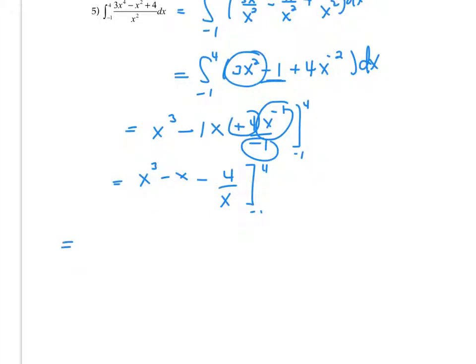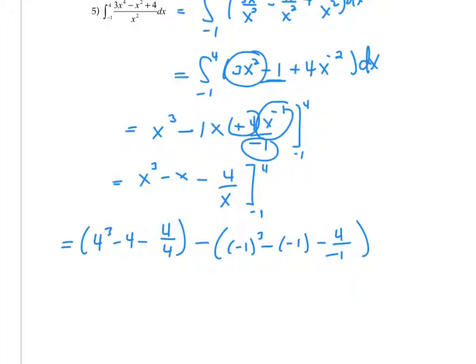Start with a 4 on top first. So we're going to do 4 to the third, minus 4 over 4. We're going to subtract from that what we get when we plug in this negative 1. So just be careful. It's negative 1 to the third minus a negative 1 minus 4 over negative 1. So lots of opportunities for minor mistakes in here.